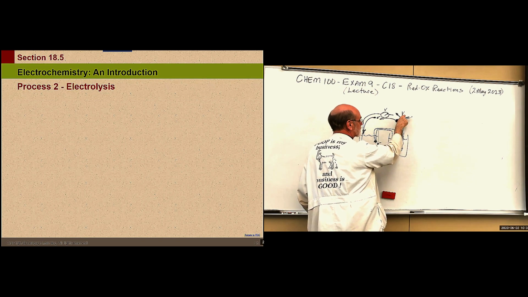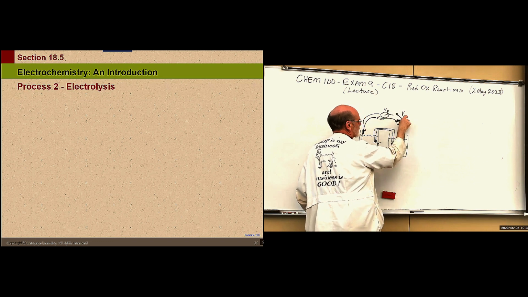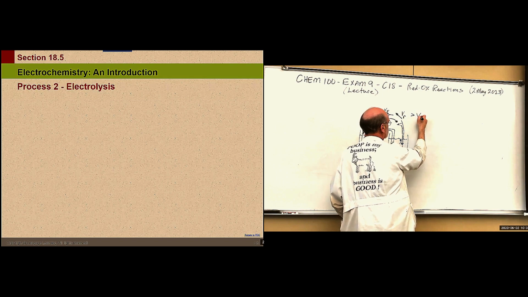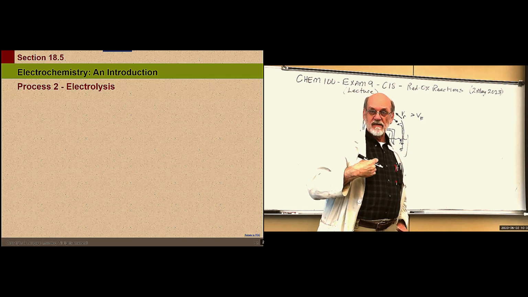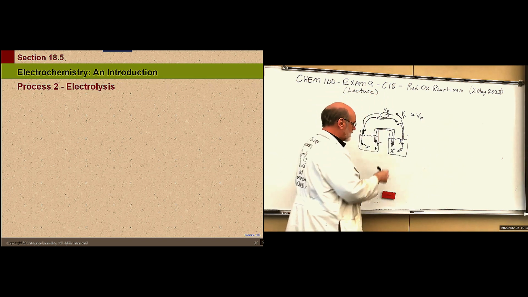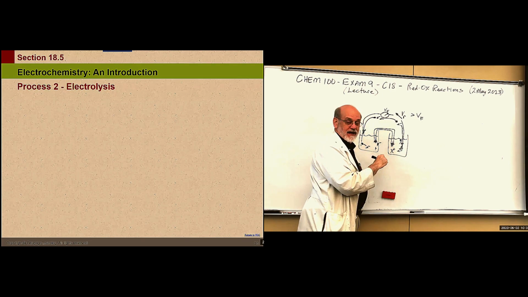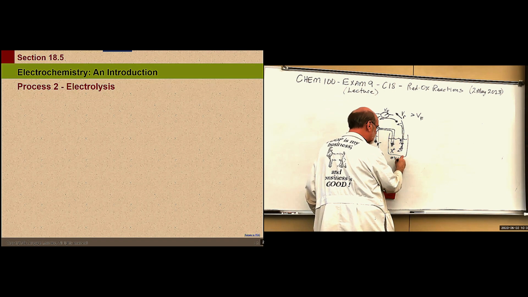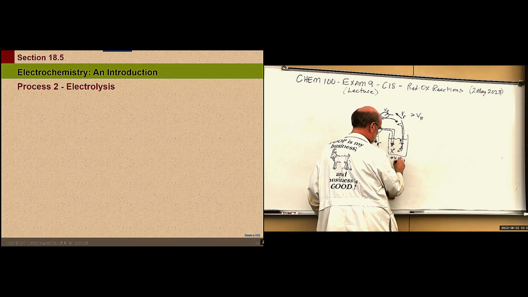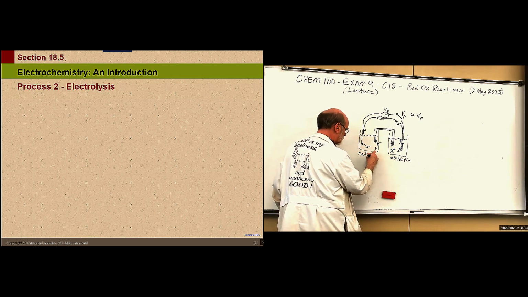Okay, if the reverse voltage is greater than the forward voltage, we can drive that process backwards. When that happens, what's happening over here now? Electrons are moving that direction, right? And they're moving away. They're products. So this side now becomes the oxidizing side, oxidation. And this one becomes the reducing side, reduction.